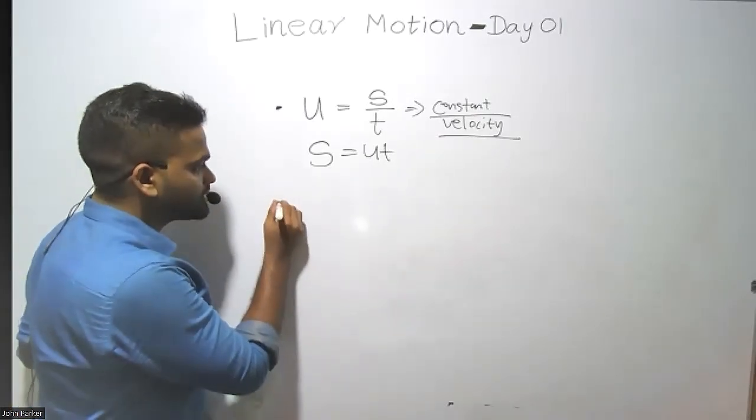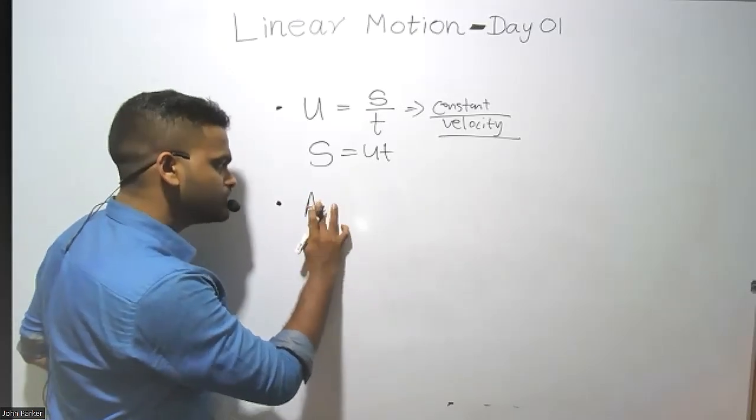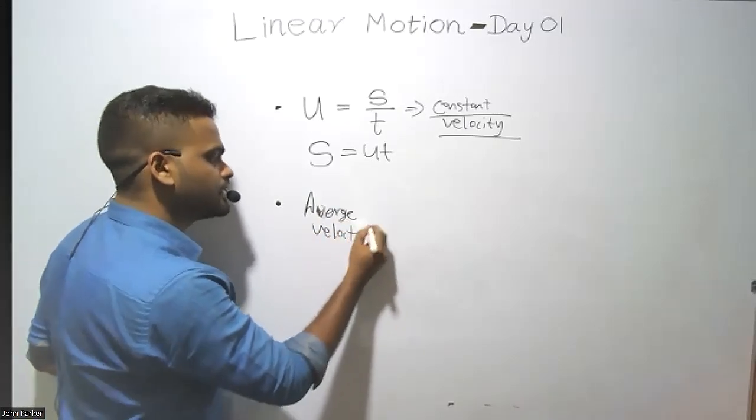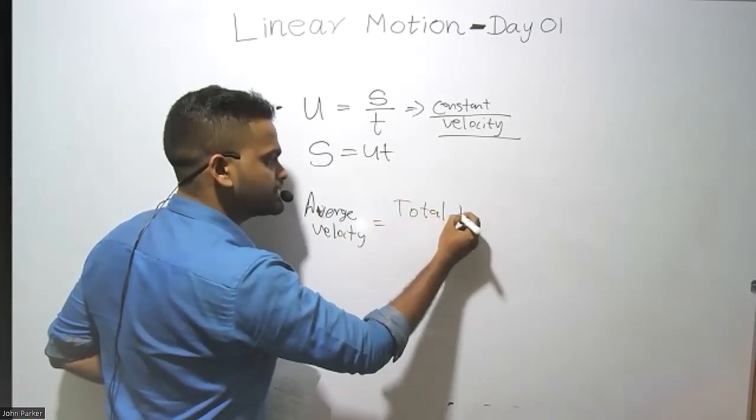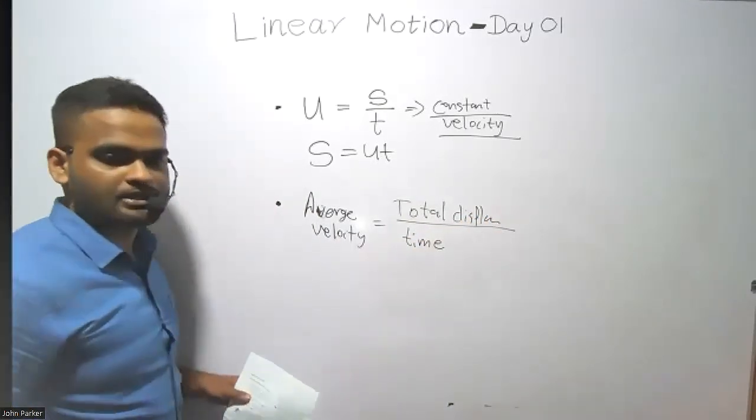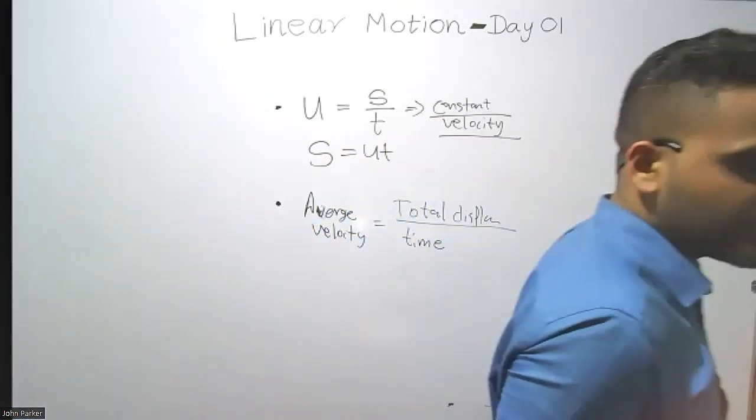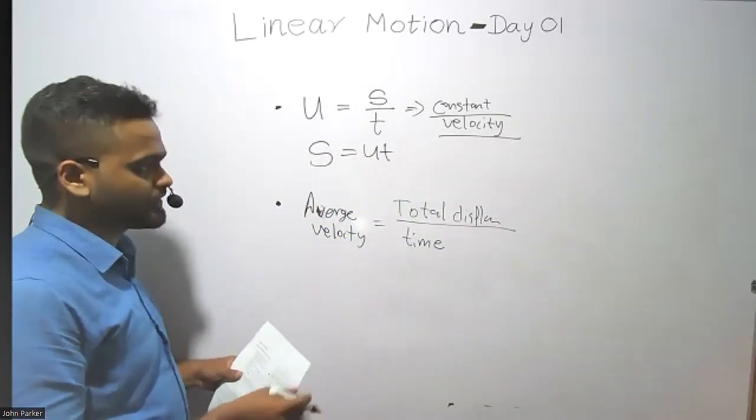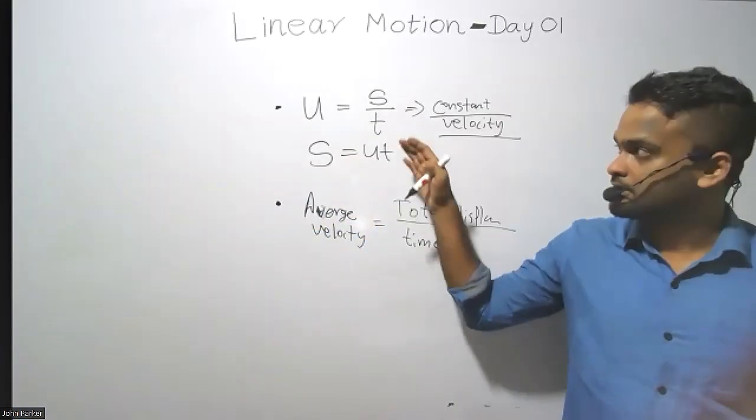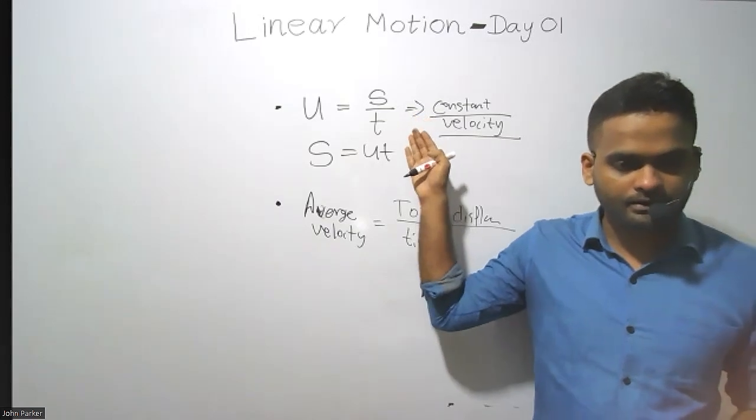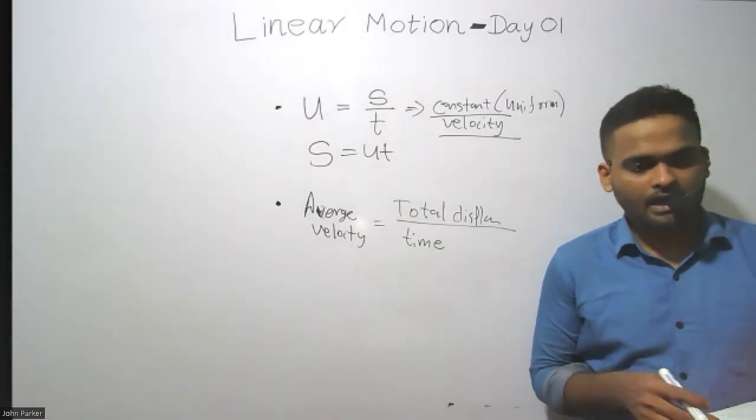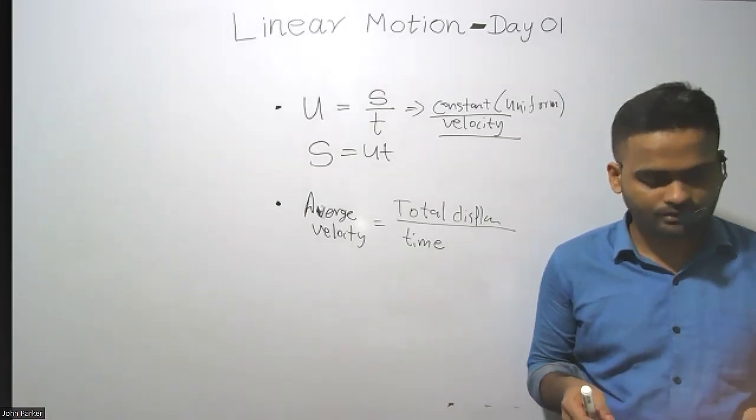Then you have another equation for average velocity. So that is the average value of velocity. For average velocity, you have to divide total displacement by total time, and you can find the average velocity. Just take these two, and if you have any problems, send me. The first is only applicable for constant velocity, or we call this uniform velocity. I'll explain how to find the average velocity as we do a question.